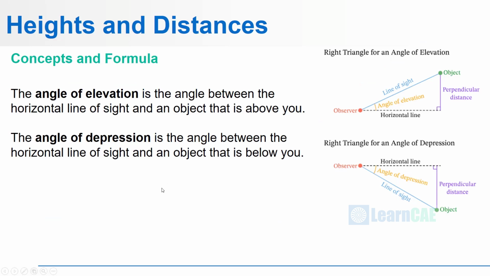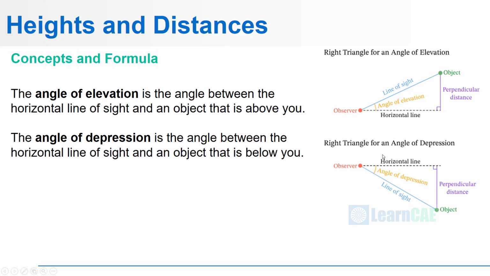Next, we shall see the concept of angle of elevation and depression. The angle of elevation is the angle between the horizontal line of sight and the object that is above you. We can see the horizontal line and an object above us. The angle of elevation is the angle between the horizontal line and the line of sight.